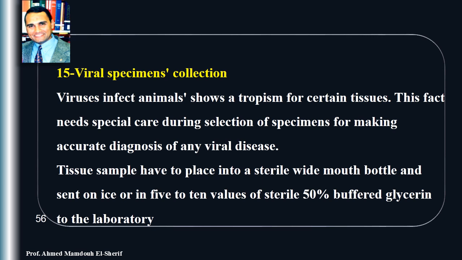Viral specimens collection. Viruses that infect animals show a tropism for certain tissues. This fact needs special care during selection of specimens for making an accurate diagnosis of any viral disease. Tissue samples have to be placed into a sterile wide-mouth bottle and sent on ice, or in 5 to 10 volumes of sterile 50% buffered glycerine, to the laboratory.